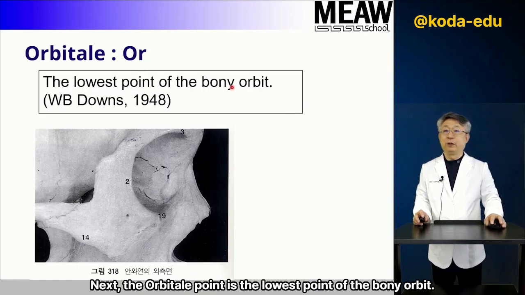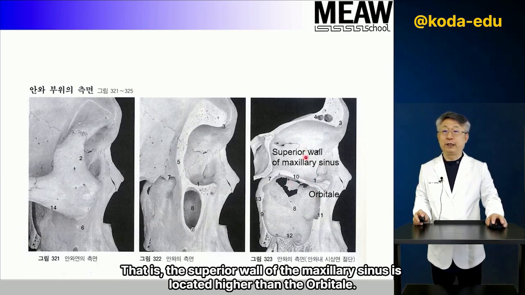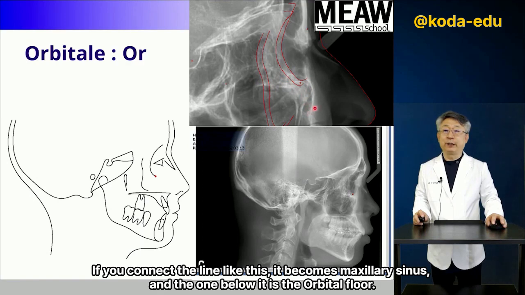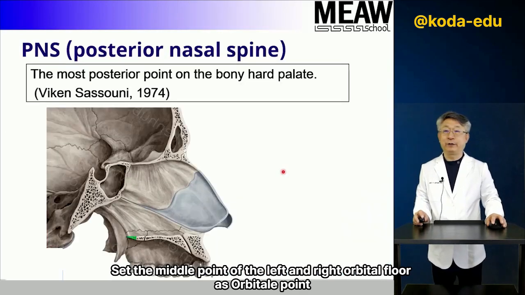Next, the orbitale is the lowest point of the bony orbit. At this time, it is important to note that it should be distinguished from the superior wall of the maxillary sinus. That is, the superior wall of the maxillary sinus is located higher than the orbitale. In the photo, you can see several horizontal lines like this. If you connect the line like this, it becomes the maxillary sinus, and the one below it is the orbital floor. Set the middle point of the left and right orbital floor as orbitale.